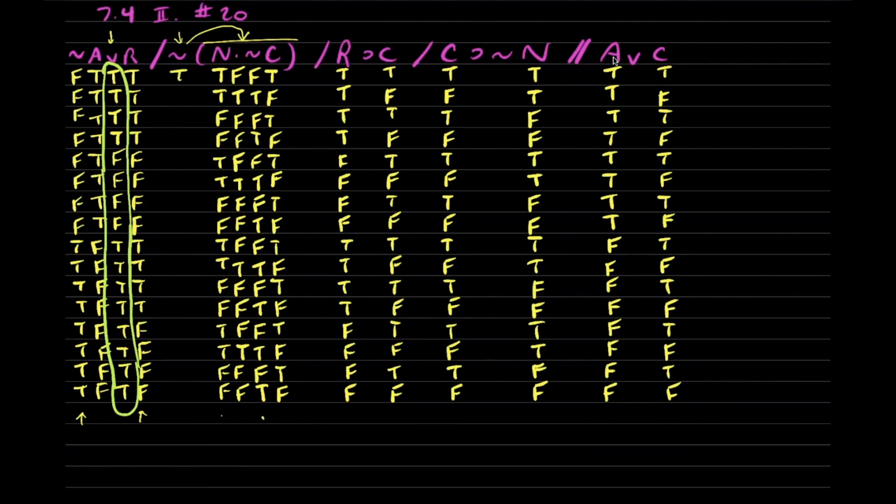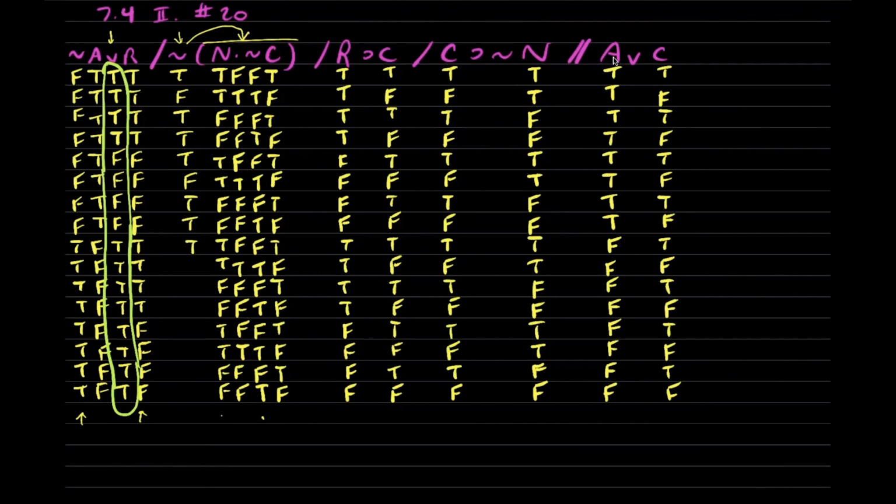If the dot is true, the negation will be false. If the dot is false, the negation will be true. If the dot is false, the negation will be true. Same. If the dot is true, the negation will be false. If the dot is false, the negation will be true. The dot is false, so the negation is true.